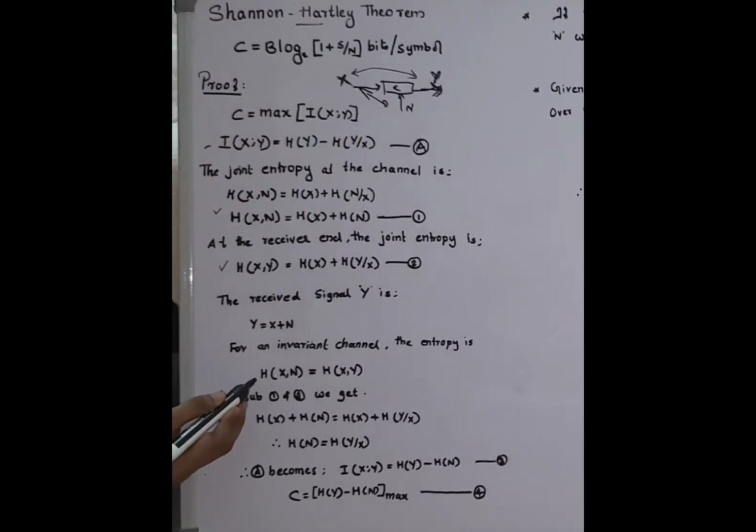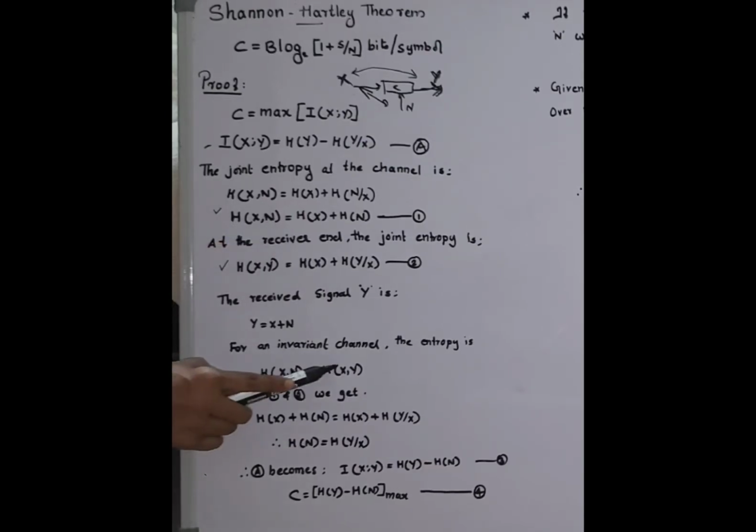So we can rewrite it as the joint entropy at the channel is equal to the joint entropy at the receiver. That is, H of X comma N is equal to H of X comma Y, because Y is the noisy version of X. So the joint entropy of the channel is equal to the joint entropy at the receiver. Now this is equation 1, that is H of X comma N, and this is equation 2, that is H of X comma Y.